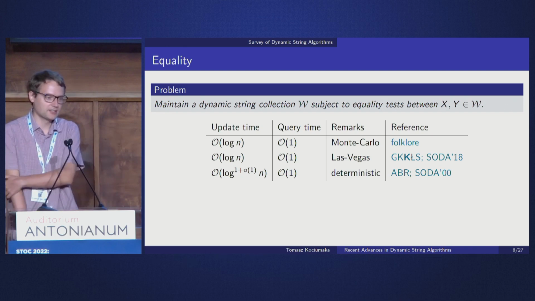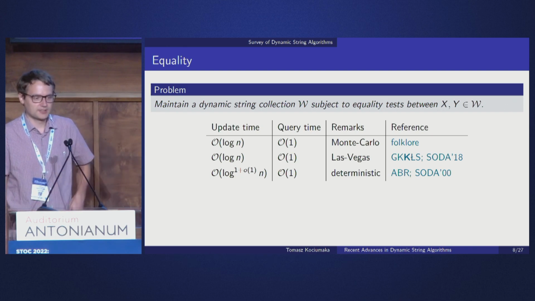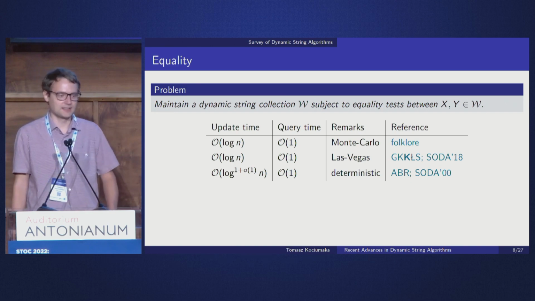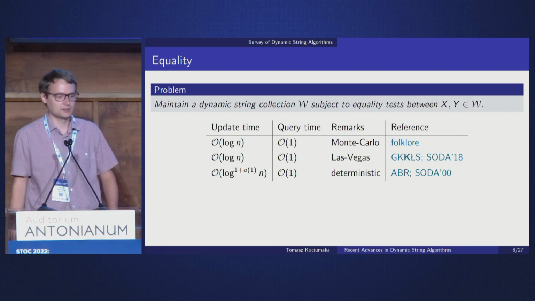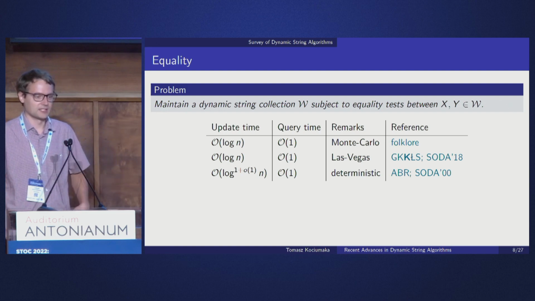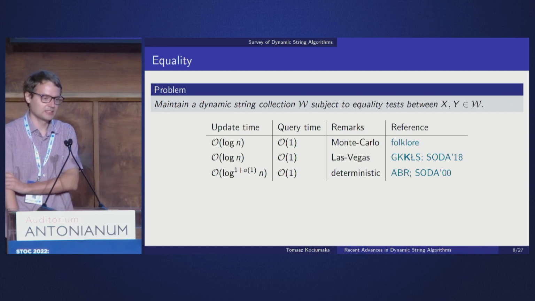So the original algorithm from this SODA paper by Alstrup, Brodal, and Rauhe works in log n log star n, but it's actually randomized. So in order to derandomize it, we need to use deterministic dynamic dictionaries, and thus we pay this extra polylog factor, which I'm here hiding under this little o of 1 in the exponent of the update time. Nevertheless, the query time is still constant. This is a fundamental problem, and we want to have it quite well understood.